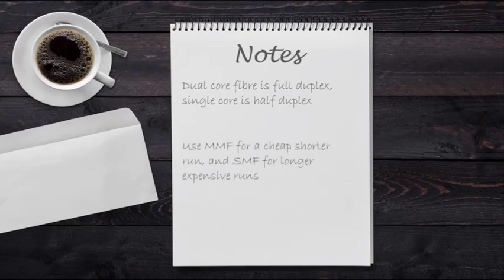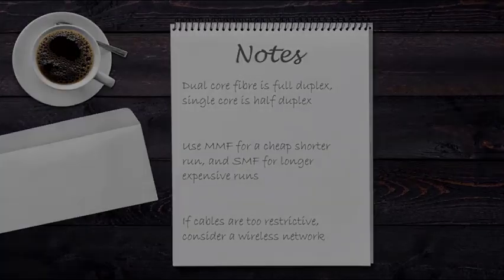If you want a short and cheap fiber run, you can use multi-mode fiber. If it has to be longer, you need the more expensive single mode. You also need to use the right transceiver in the device you're connecting the fiber to. If cables aren't going to work for you, then you can consider using wireless access points to create a wireless network.